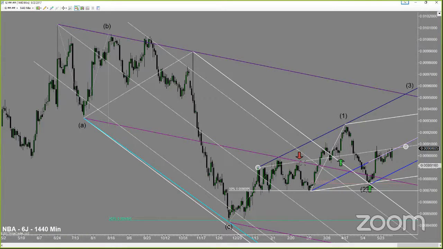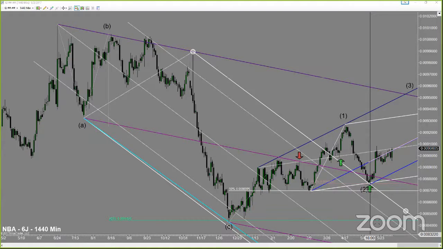Which also coincides with that center median line, which obviously wouldn't have been drawn in real time because that anchor point is at a later date. But anyway, then taking that upper median line, we break above and then pull back to right here. And we've since found support and are turning up.